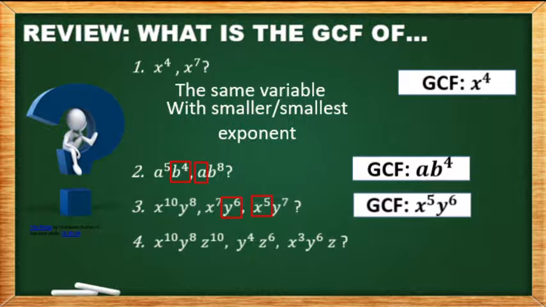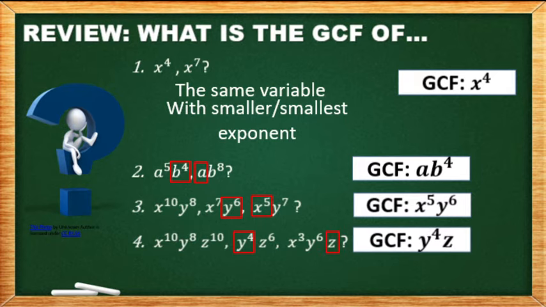We need to check y. They have all the same y variable. So, ano yung smallest exponent ng y? Ang smallest exponent ng y ay 4. Yes, correct. Pag z naman, we have the exponents of z na 10, 6, and 1. So, therefore, the smallest exponent is 1. Therefore, the GCF is y raised to 4, z.